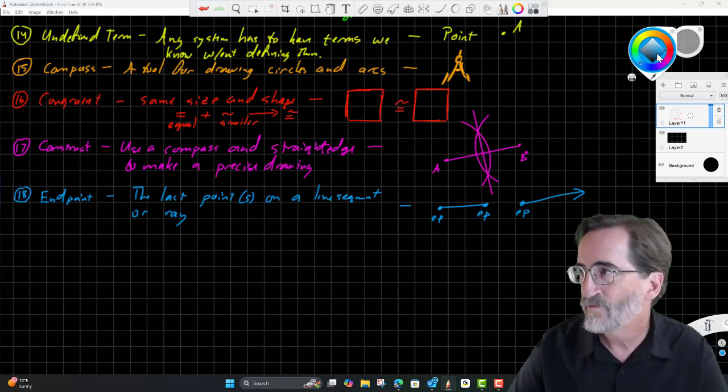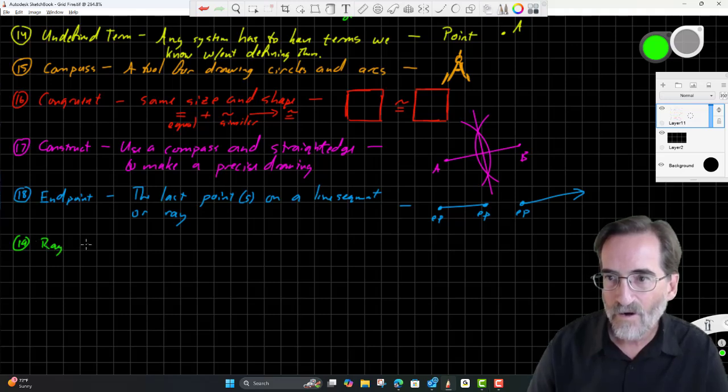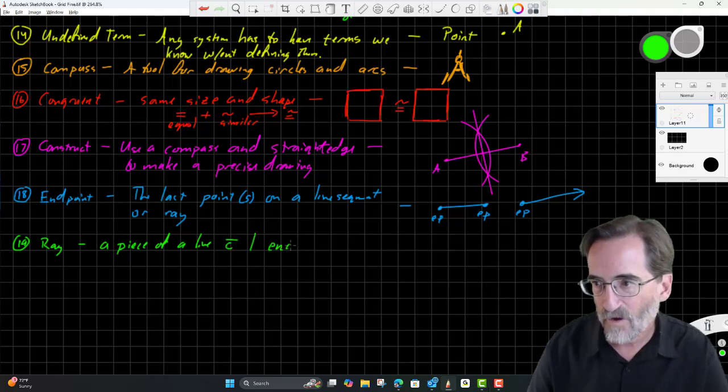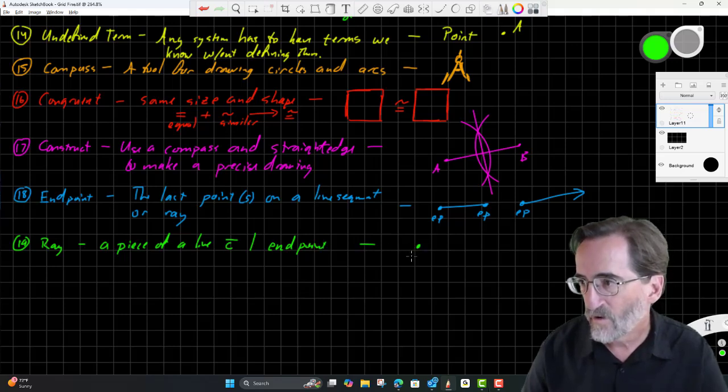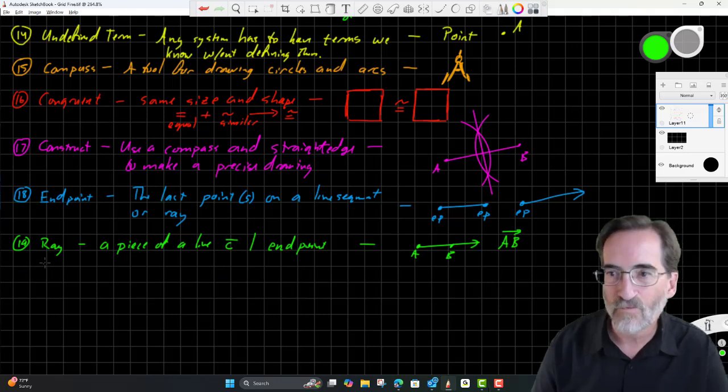Ray. A piece of a line with one endpoint. Okay, I call this ray AB. Starts at A, goes through B. The symbol is AB with an arrow above the B because it goes forever through B. Note we use capital letters only for points.